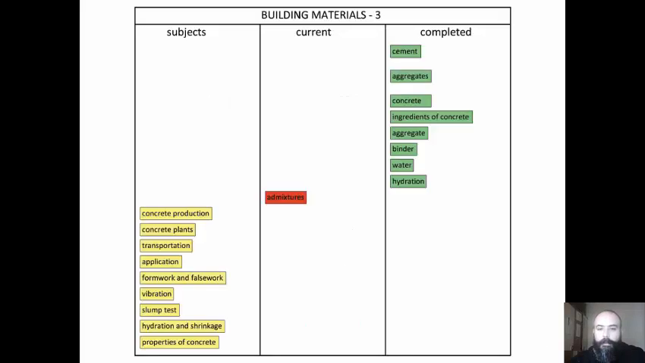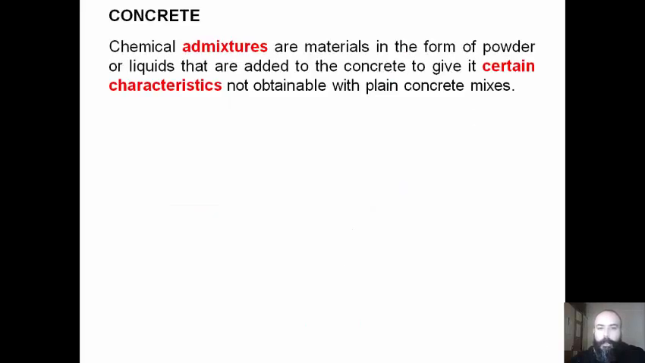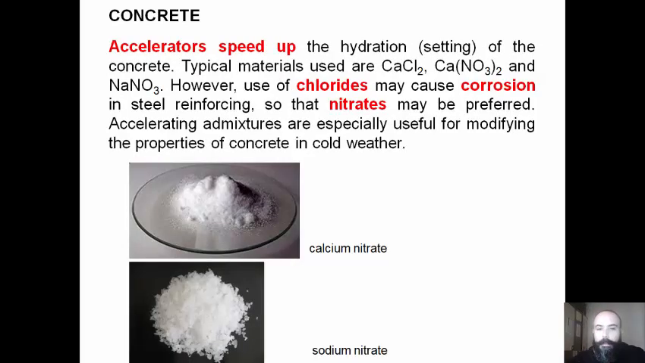Let's study the admixtures. Chemical admixtures are materials in the form of powder or liquids that are added to the concrete to give it certain characteristics not obtainable with plain concrete mixes. Accelerators speed up the hydration of the concrete.